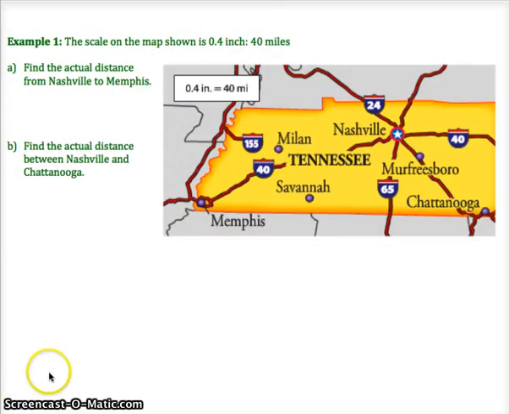All right, such as this. You get these little maps, and it tells you somewhere on there what the scale of the thing is. It says here 0.4 inches is equal to 40 miles, which is kind of a bizarre one, but this is geometry class, and we're equipped to handle bizarre situations such as this. All right, so find the actual distance from Nashville to Memphis.